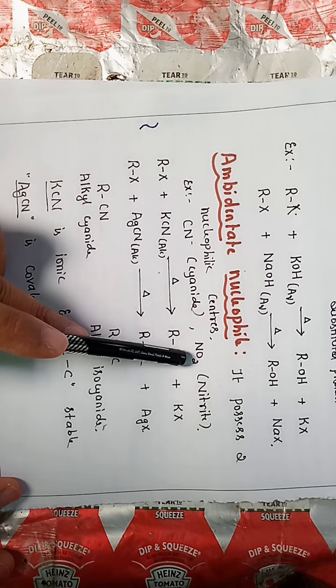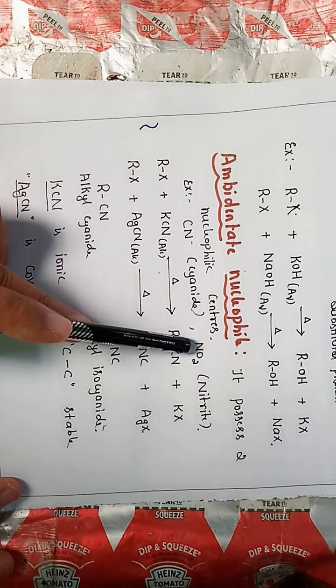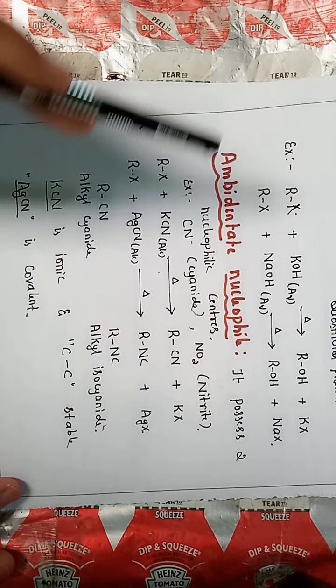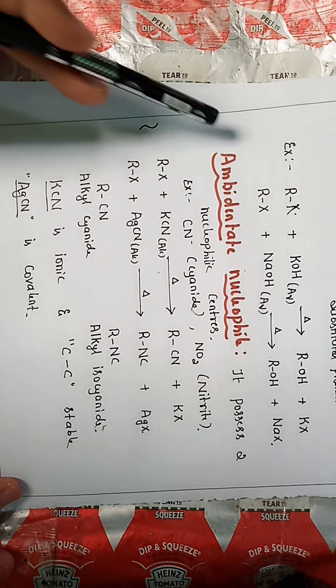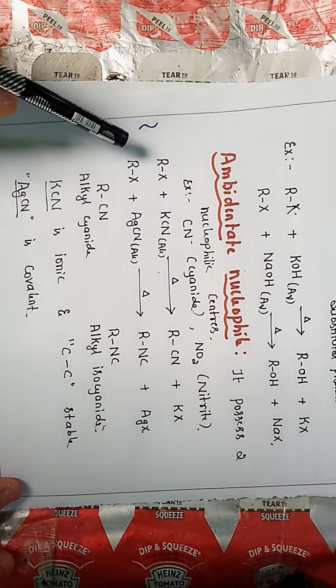Okay, and in nitrite, NO2 minus, oxygen can act as a nucleophile and nitrogen also can act as a nucleophile, any one. Okay, so in any structure if you find two nucleophilic centers, then such a nucleophile is called an ambidentate nucleophile. So we have certain ambidentate nucleophiles, and let us see how they are going to react with alkyl halide.